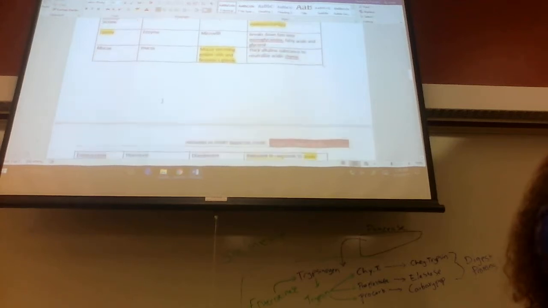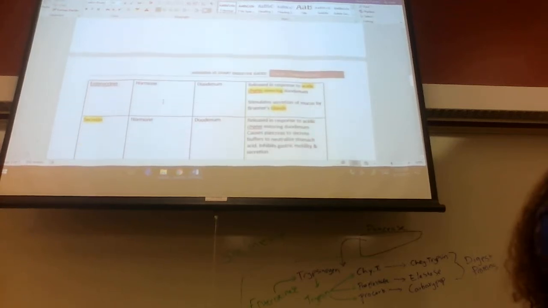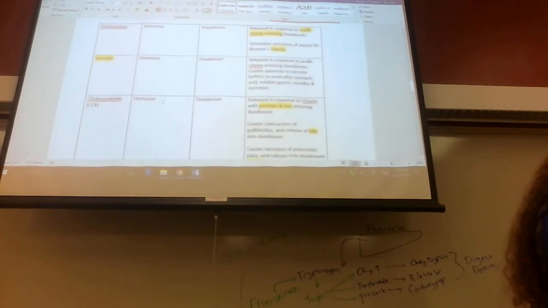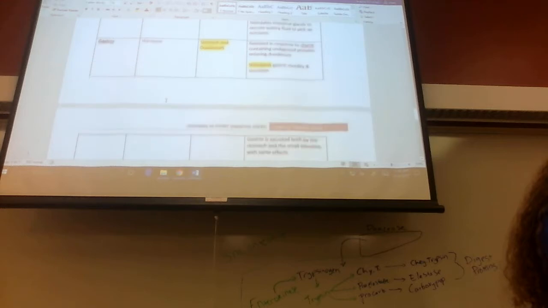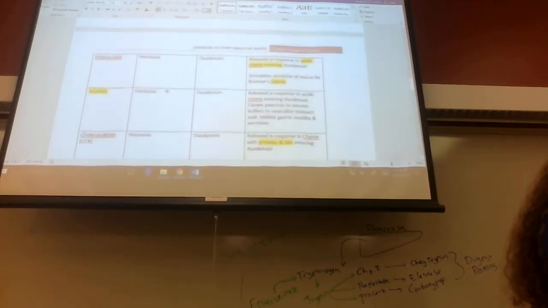Okay. Some more. Are we done with that? Okay. Some more intestinal enzymes, and there's about 2 pages of that. So 2 more intestinal things, and then we'll be done.